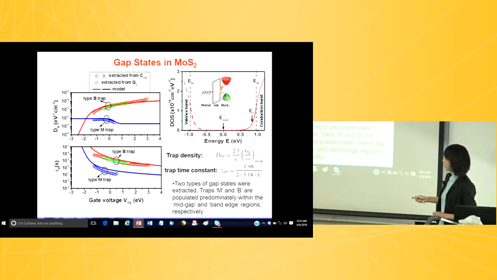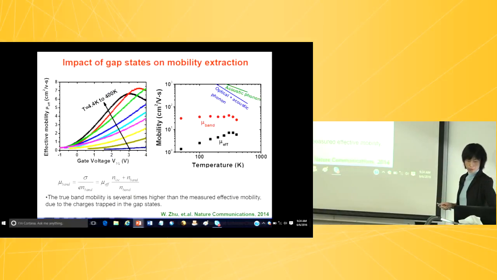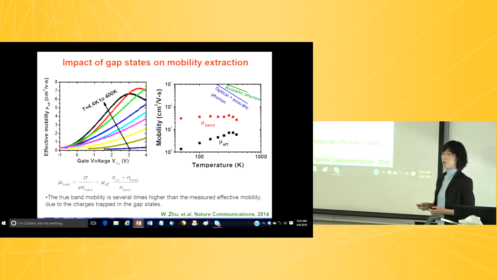This one has a much longer time constant because it's deeper in the band gap. So this trap state can highly influence the mobility we extract.